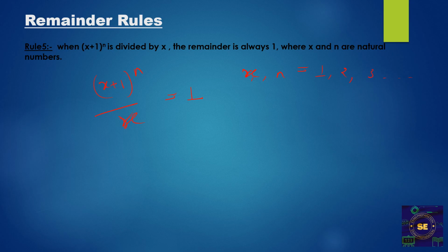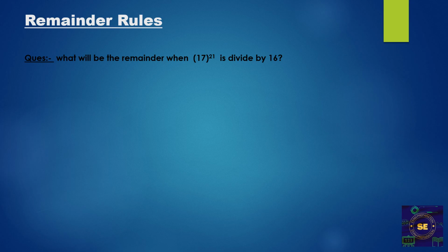Now let's see a question of it. Here is the question: 17 to the power 21. So it is 16 plus 1 to the power 21. When divided by 16, it will definitely leave a remainder of 1 as per rule number 5. So this was a question of rule number 5.